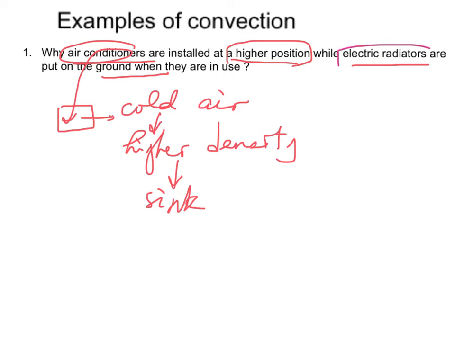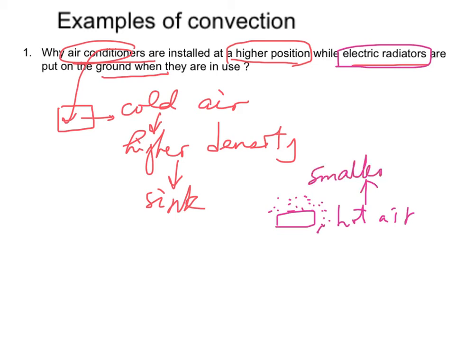However, an electric radiator will heat up the surrounding air, and these air particles will become very hot, becoming hot air. Since hot air has smaller density, the hot air particles will rise. As a result, electric radiators are installed at ground level.